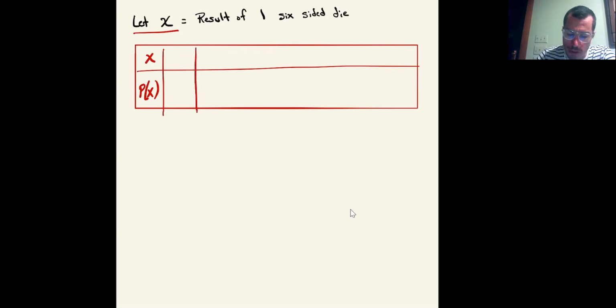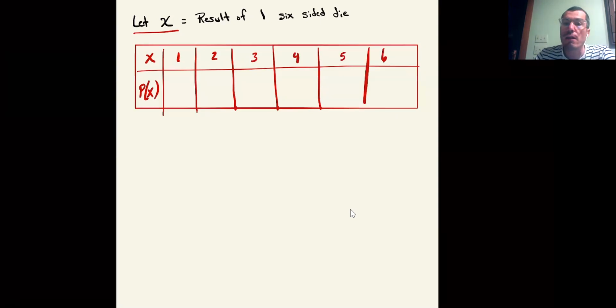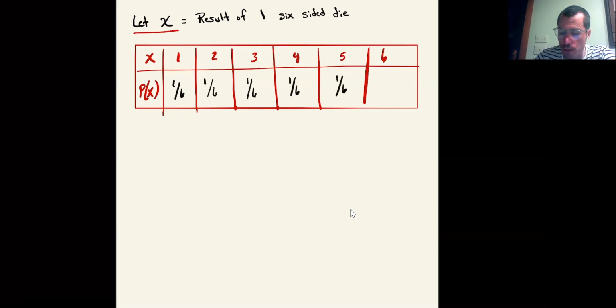Well, when we roll a six-sided die, we know we've got a pretty simple set of options. We could get a 1, a 2, a 3, a 4, a 5, or a 6. We also know the probability of each of those happening. Now, in the case of a six-sided die, it's really easy. It happens to be the same all the way across. It's 1/6, because the probability of getting a 6 is the same as a 4, a 3, a 2, a 1, etc.